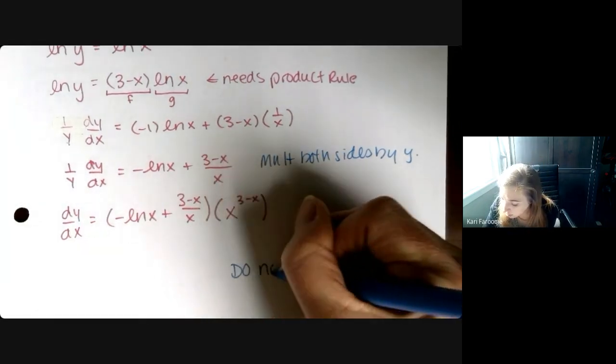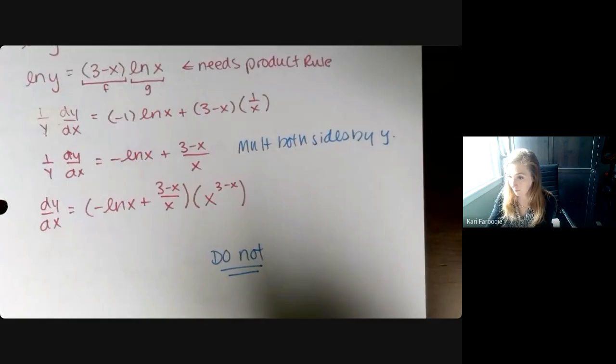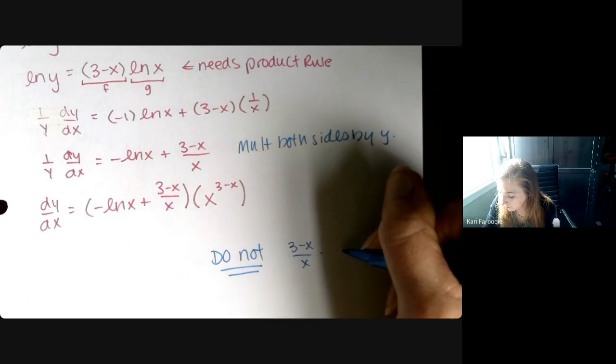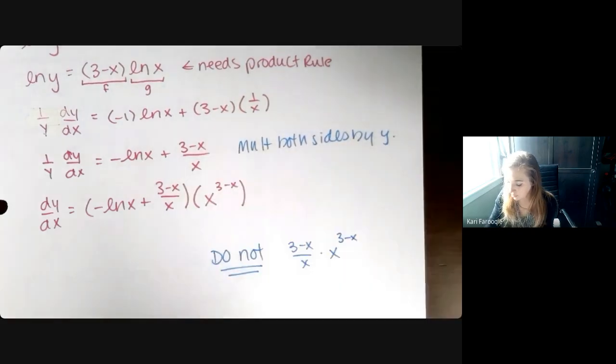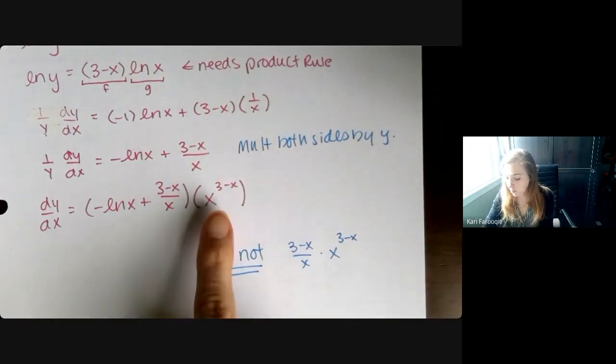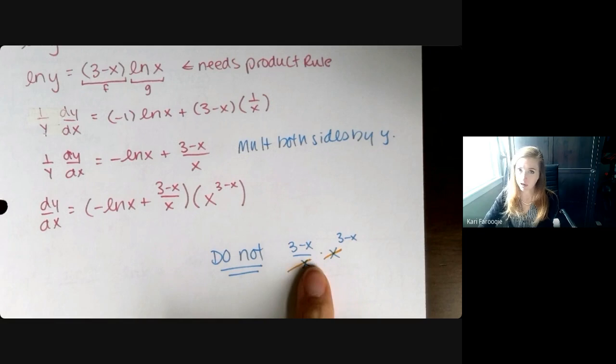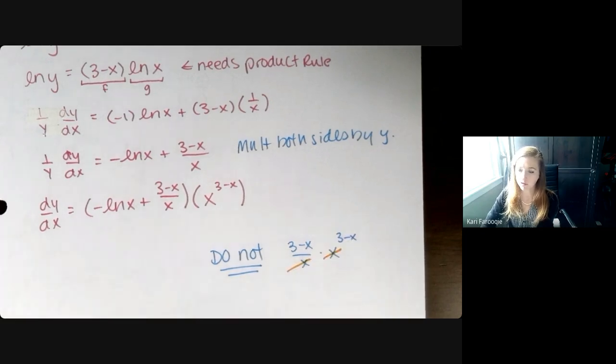Do not take this expression and cancel out the x's. So maybe if you were thinking, oh, maybe I'll distribute this, that's fine, you can distribute it. But don't cancel. This is not just x, it's x to a power. So if you were thinking maybe I'll cancel these out, you can't. It's not x, it's x to the 3 minus x. They're not the same. Don't do that.